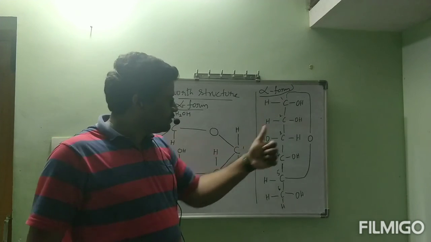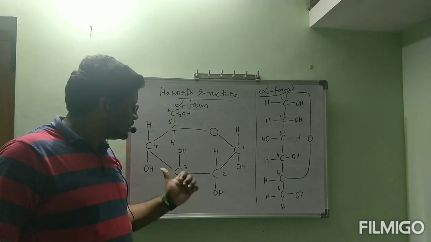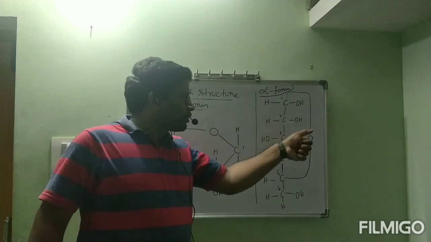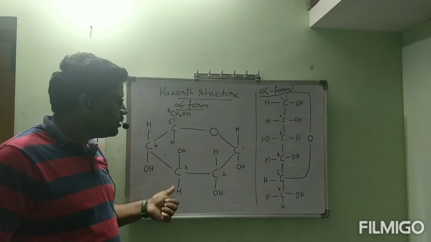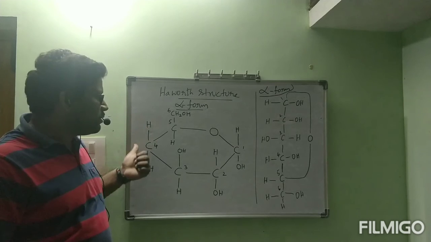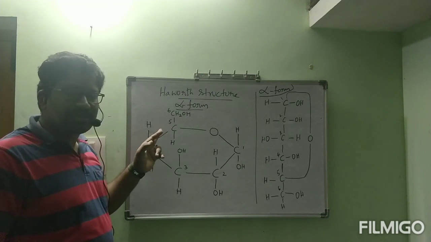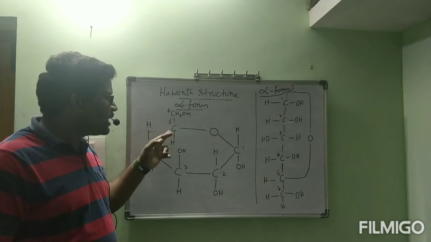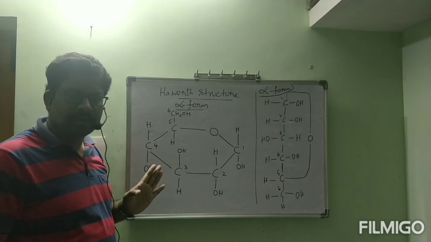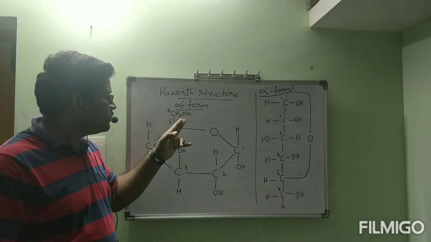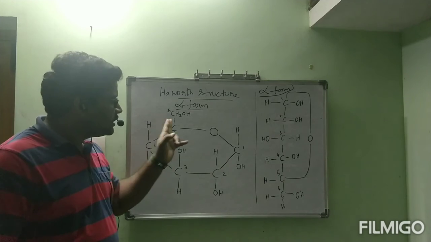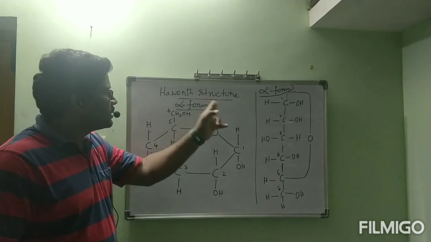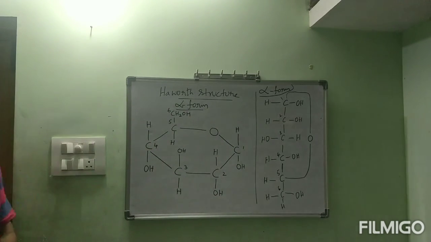Same, second carbon, H is above, OH is below. Same, third carbon, OH is above, H is below. Fourth carbon, H is above, OH is below. Exception is, on fifth carbon every time we will write CH2OH above only. Fifth carbon, CH2OH above, H is below. This is called Haworth structure alpha form.